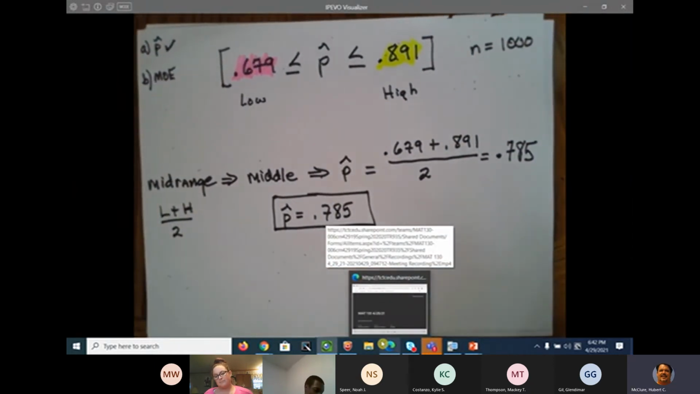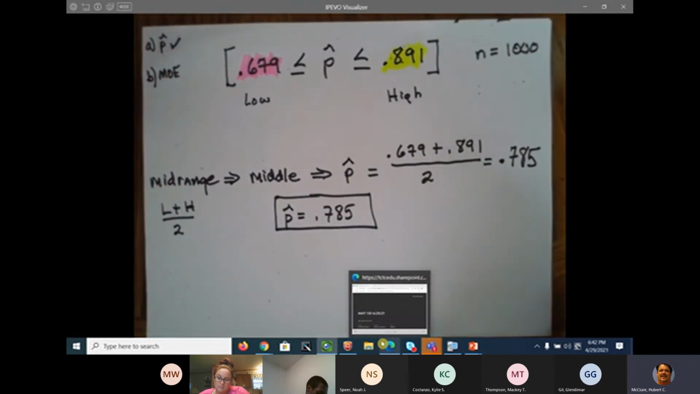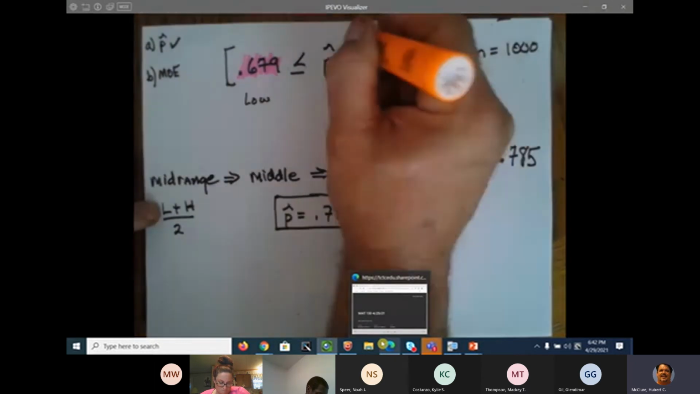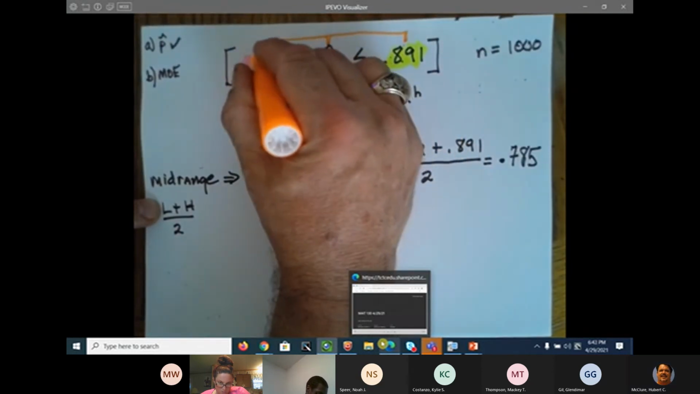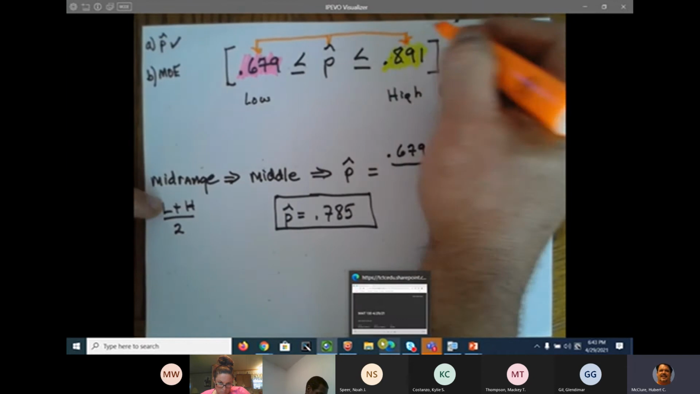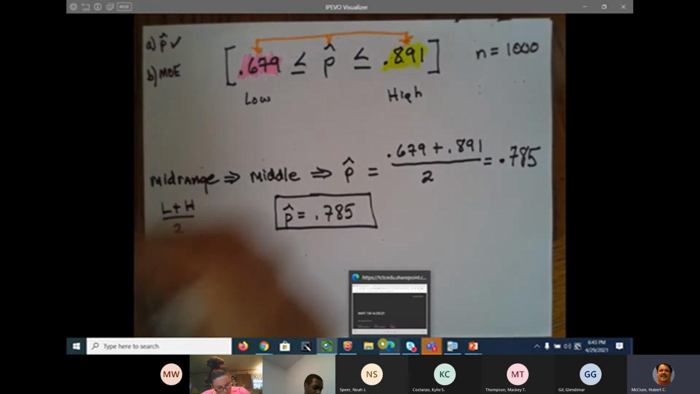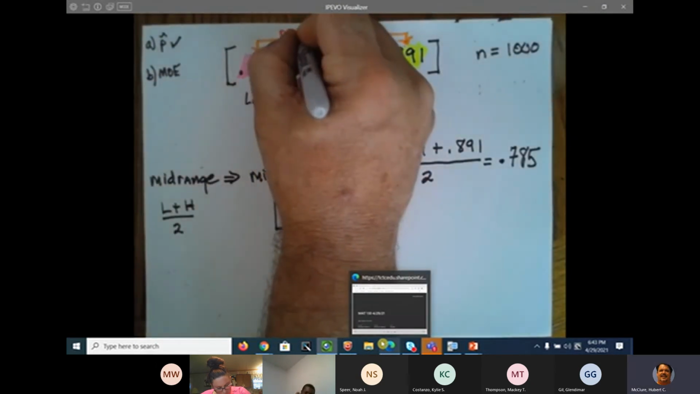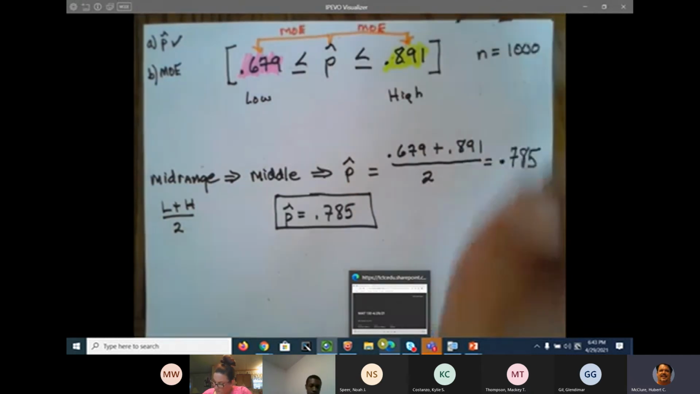Now somebody tell me how to find the margin of error, if you remember how to get the confidence interval. Where is the margin of error? The margin of error is between P hat and what? The lower bound and the upper bound. So somebody tell me how to get that using basic math. How do I get the margin of error with P hat and either the upper bound or lower bound?